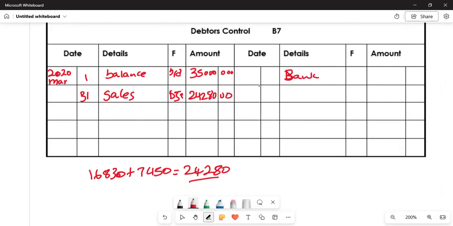We're going to have what? Bank, CRG, Church Receipt Journal. Then you're going to write it on the 31st. You're going to write 2020, March, and then you write 31st. So you're going to have what? 40,360. So one can ask, where did you get this 40,360?